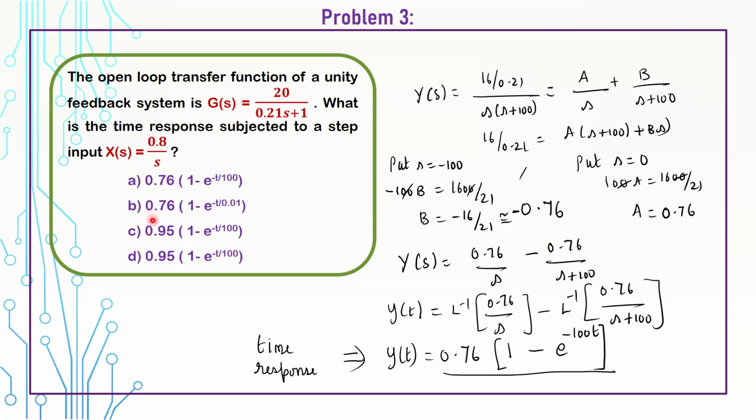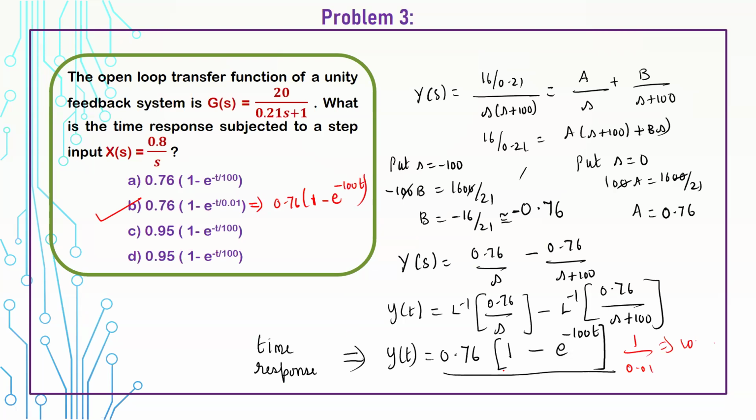Let me check out option B. 0.76 into 1 minus e power minus t by 0.01. 1 by 0.01 is nothing but 100. So we can take this as equivalent to 0.76 into 1 minus e power minus 100t. So option B is the correct one for the given problem. This is the time response.